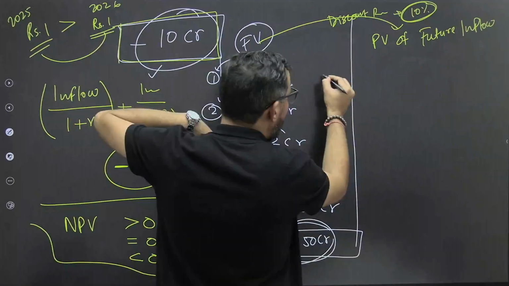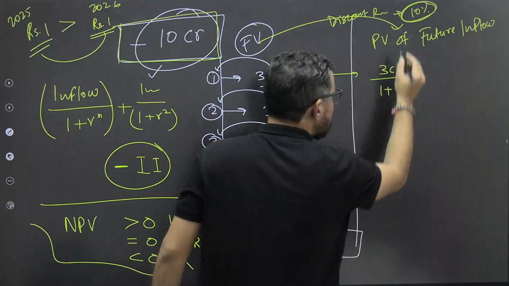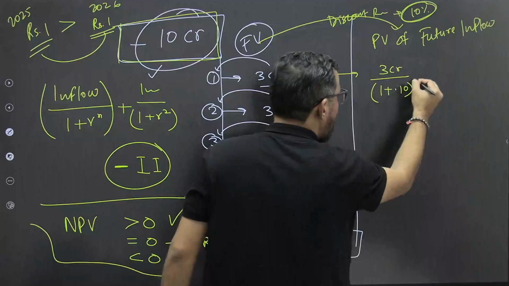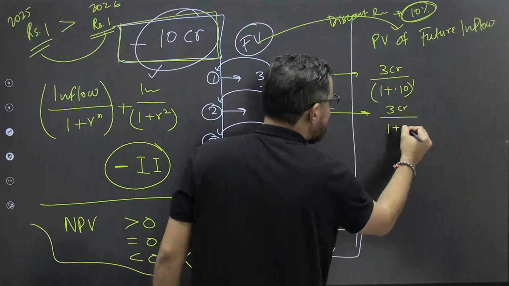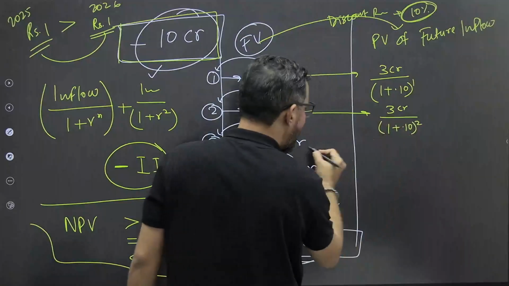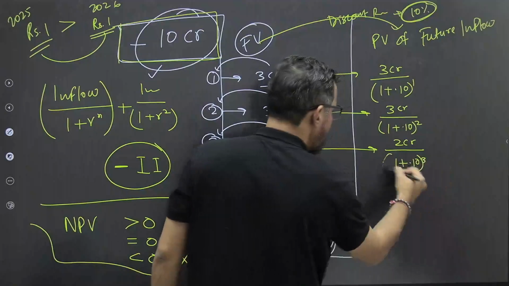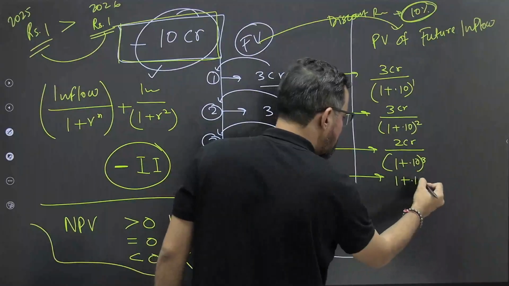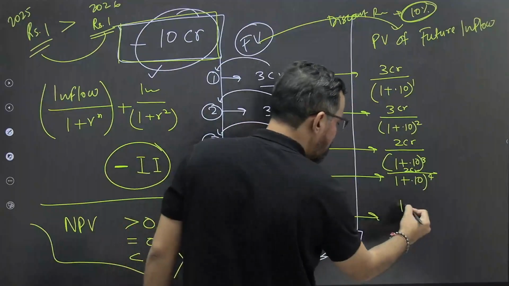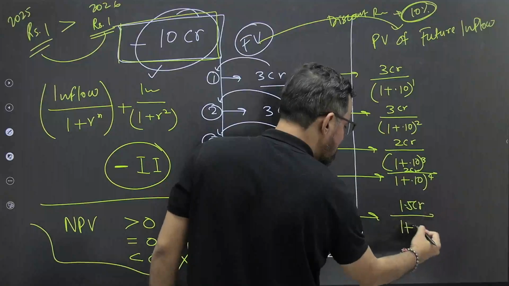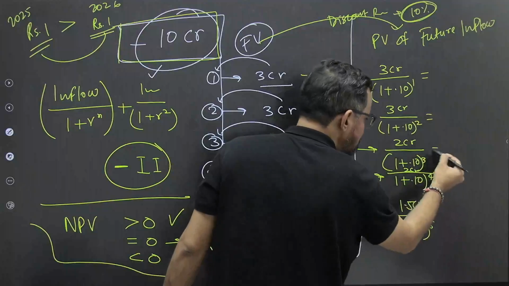First year, it is 3 crores divided by (1 + R), discount rate is 10%, so 1.10 to the power 1. Second year, again 3 crores divided by 1.10 to the power 2. Third year, 2 crores divided by 1.10 to the power 3. Fourth year, 2 crores divided by 1.10 to the power 4. Then fifth year, 1.50 crores divided by 1.10 to the power 5.